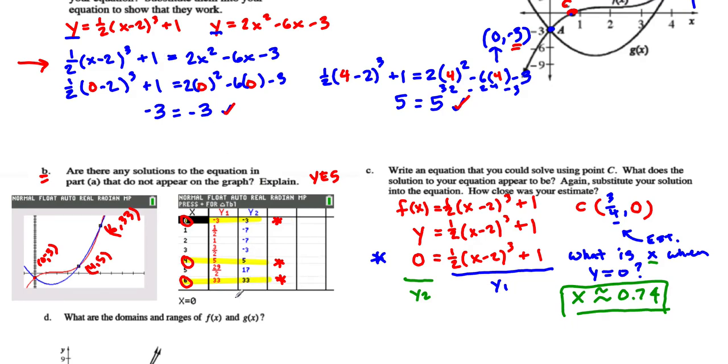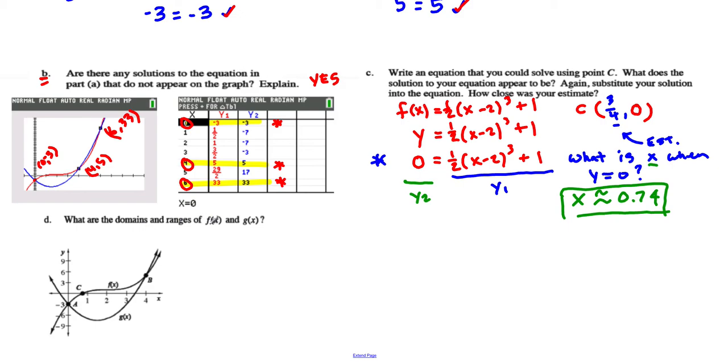Now, the last part of this question asks us, what are the domains and ranges of f of x and g of x? So let's go ahead and do that there. Let's do, for f of x, our domain. Well, we'll see here, there are no breaks in our graph, and it looks like it's going to go on and on forever, left and right. So we could say the domain is going to equal all real numbers, and our range for our f of x function here, remember this is the blue one, this is our blue one.